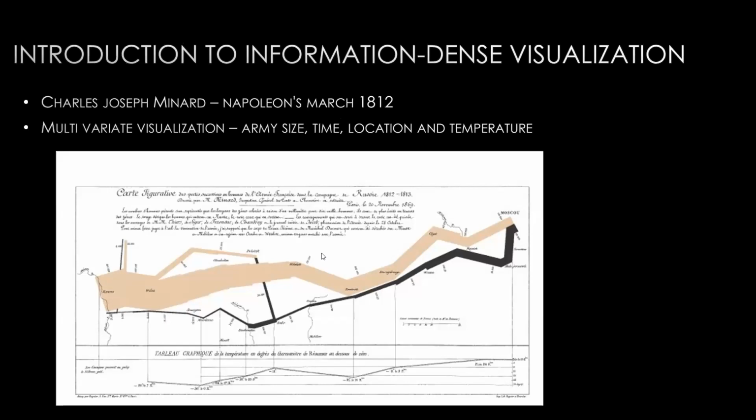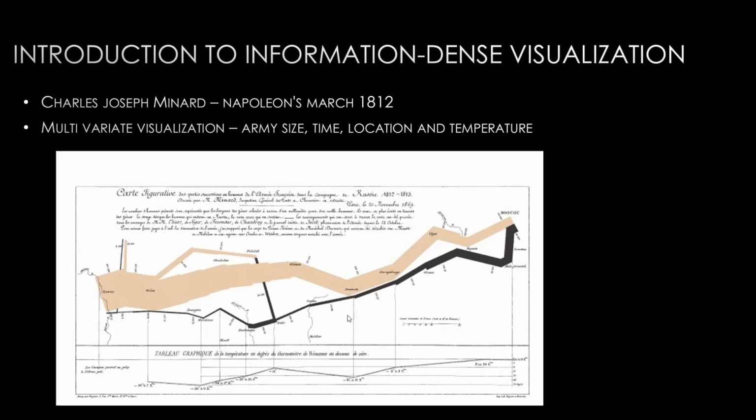This graph looks a bit complex at first sight, but don't panic. If we break it down, the brown color shows the size of the army and the position of the army as it advanced towards Moscow. The x-axis shows both the geographical movement and the passage of time. The black color shows the retreat of the army after their loss.